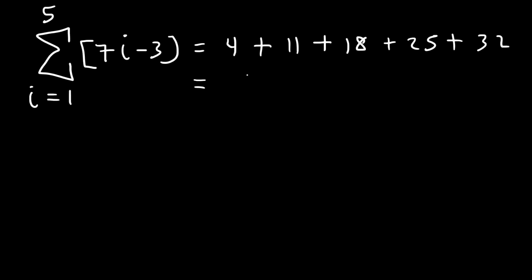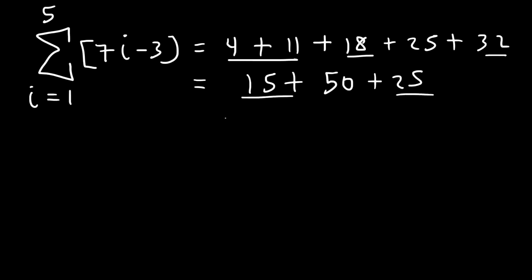Now, 4 plus 11 is 15. And then if we add 18 and 32, that's going to be 50. And then 15 and 25, that's 40. 40 plus 50 is 90. So the sum is 90.